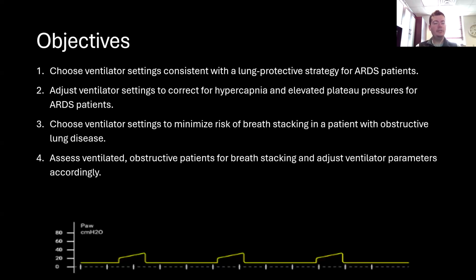For obstructive patients, the goal would be for you to choose ventilator settings to minimize risk of breath stacking in an obstructive patient, and then to be able to assess this patient while they're being ventilated and adjust as necessary for breath stacking.